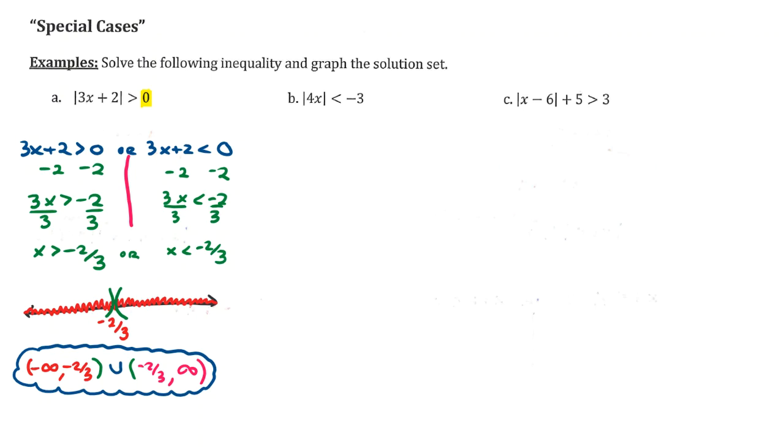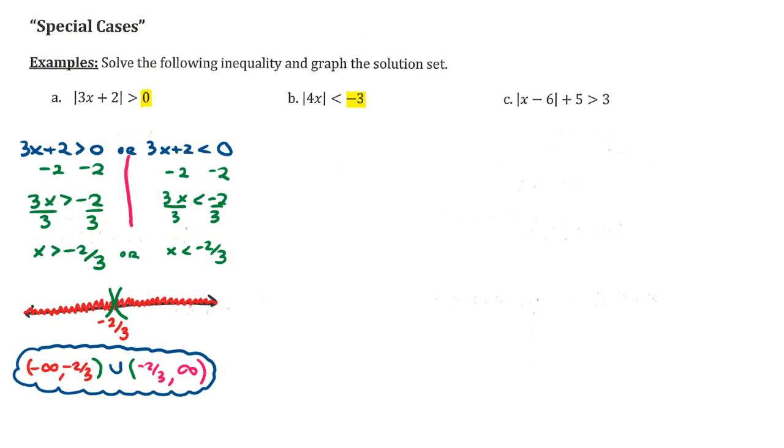I wonder what makes this a special case absolute value inequality. Do you maybe have an idea? Well, if you're not sure, it would be the fact that the right-hand side number is negative. We're saying that the absolute value of 4x is less than a negative number.